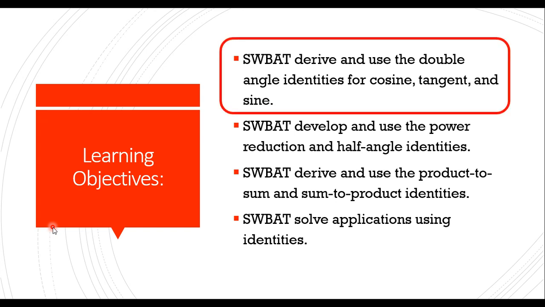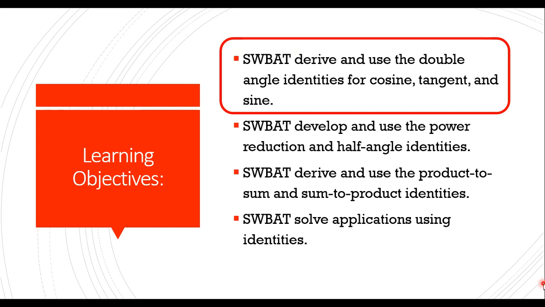Today we're specifically going to zone in on deriving and using double angle identities for cosine, tangent, and sine. It kind of falls right into applications using the identities. I don't know why I didn't circle that as well. This is sprinkled in throughout. But today we're specifically talking about double angle identities, and we're going to develop them for sine, cosine, and tangent.